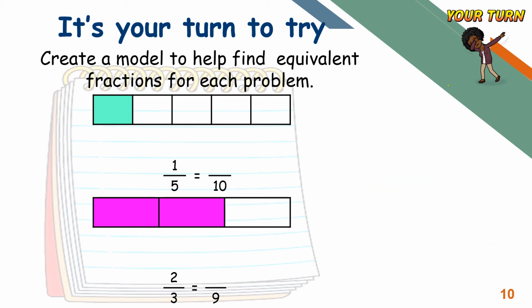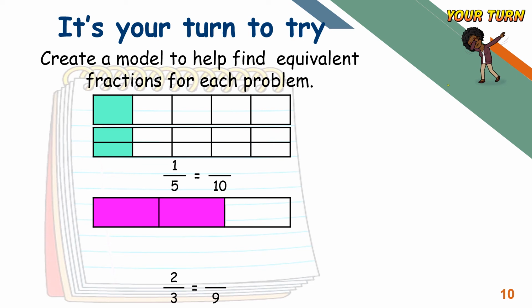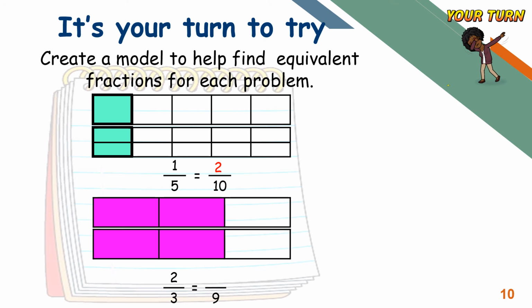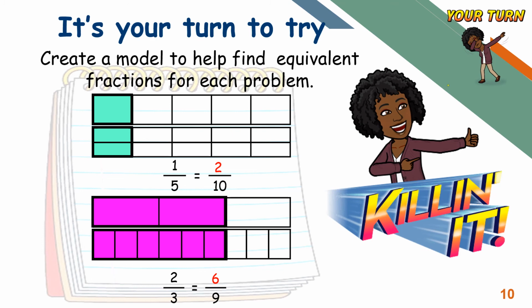To determine the fraction equivalent to 1/5, you should have drawn a model of equal size and split each fifth in half. So now 2 out of 10 parts are shaded. So 1/5 is equal to 2/10. For 2/3, you should have split each third into 3 equal parts. So now 6 out of 9 parts are shaded. Great job, you did it.